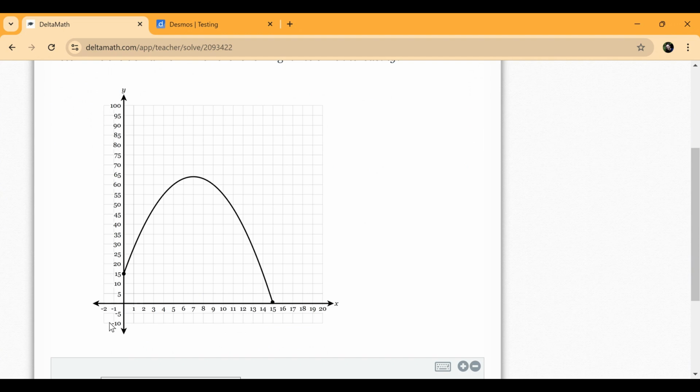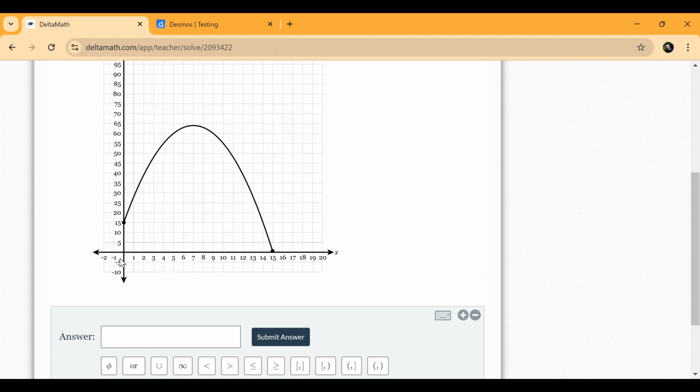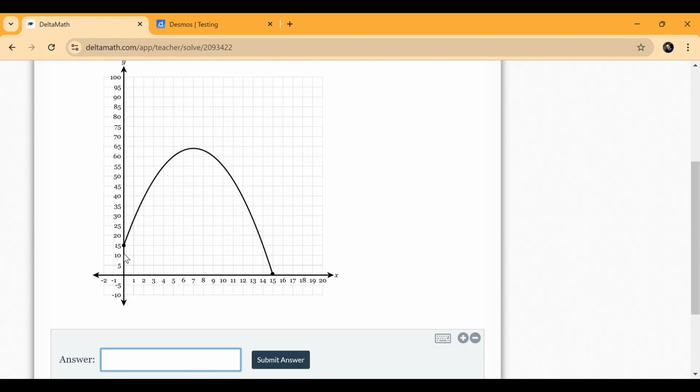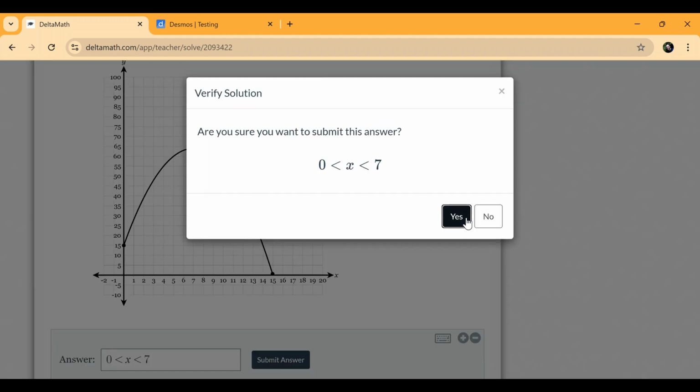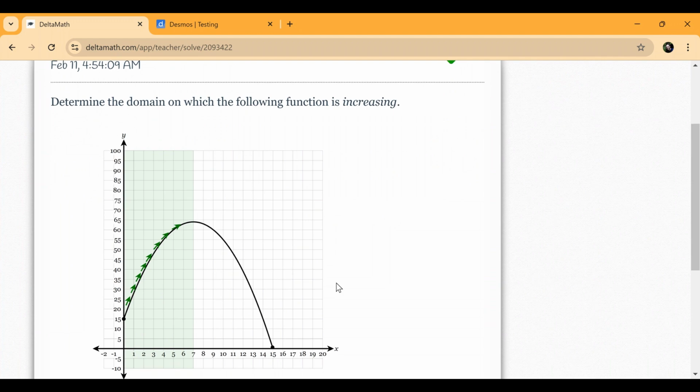Notice this one doesn't have the arms extending forever with arrows on the ends. So we start at x equals 0, and we're looking for increasing, and it is increasing for x bigger than 0, but less than, once we get to the top, it's going to switch to decreasing. So where is that switch happening? Looks like it's happening at x equals 7. So pick any number between 0 and 7, and it's increasing. And once again, we see that on the graph.